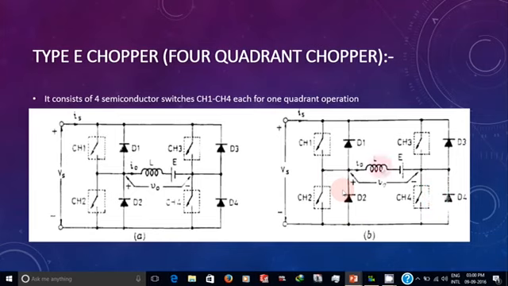Now for fourth quadrant operation, CH4 will be made on and all other switches will be off. During that process, the current will flow from E, CH4, D2, and L. During this process, L gets charged. When CH4 gets off, the potential at L will be higher than the source voltage, and that voltage will make the diodes D3 and D2 forward biased, and the current will flow from load to source. This is the fourth quadrant operation.